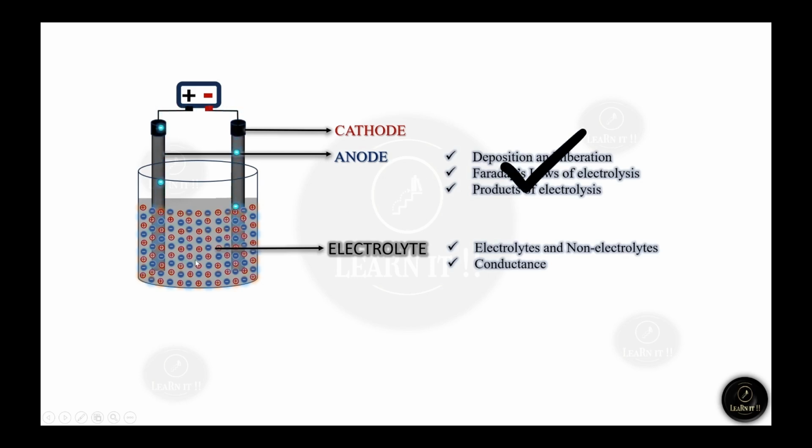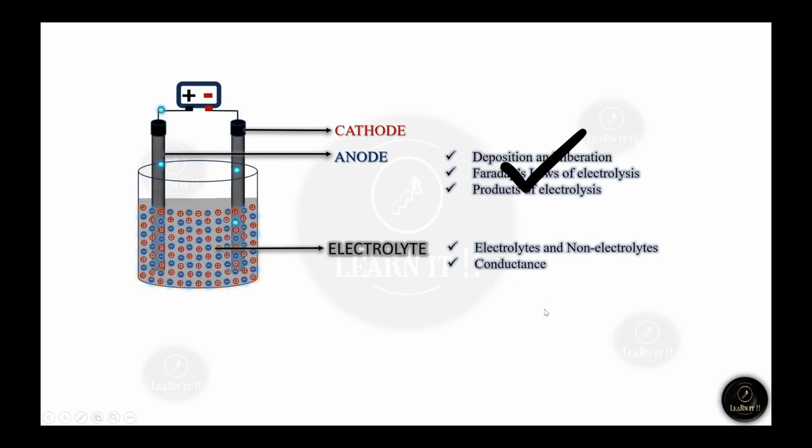So we are discussing the electrolytic cell. In that we have already completed the electrode part in a separate video. Let's look at another part of an electrolytic cell, that is the electrolyte. So here it is a liquid component of the electrolytic cell. In that we are going to discuss two things. First one is electrolytes and non-electrolytes and conductance.